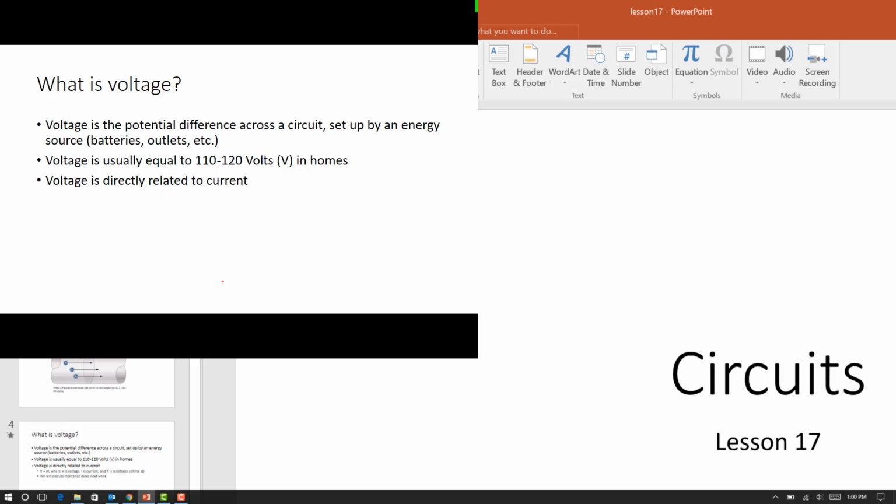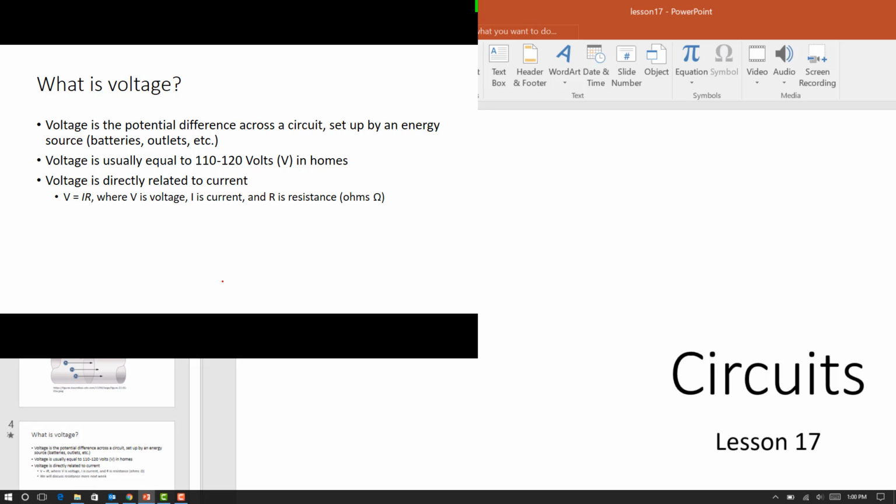Now, voltage is directly related to current. What does it mean if two items have a direct relationship? When one goes up, so does the other. When one goes down, so does the other. Voltage and current are directly related.